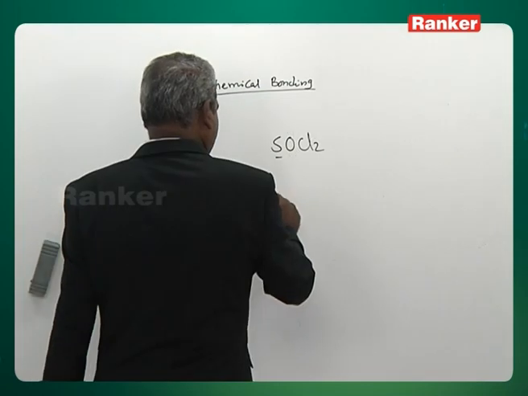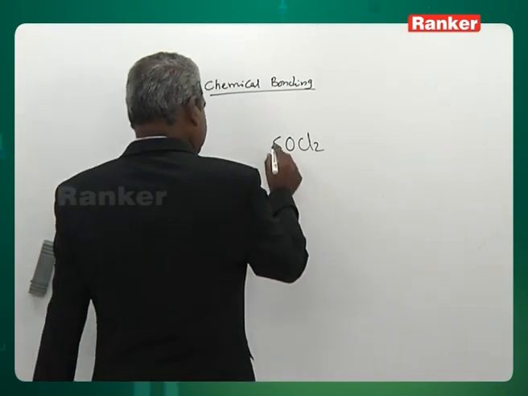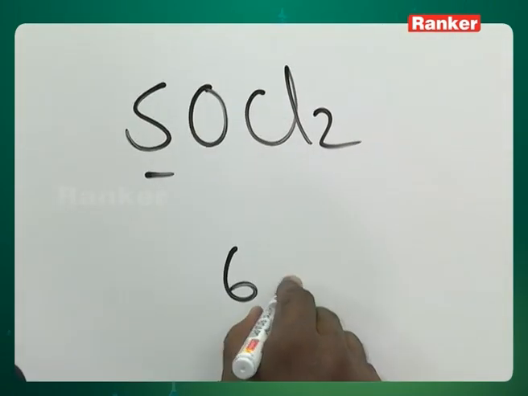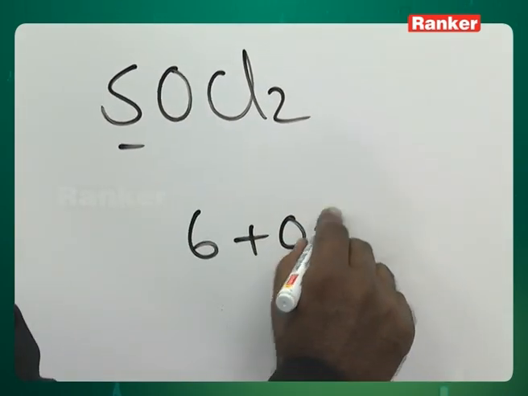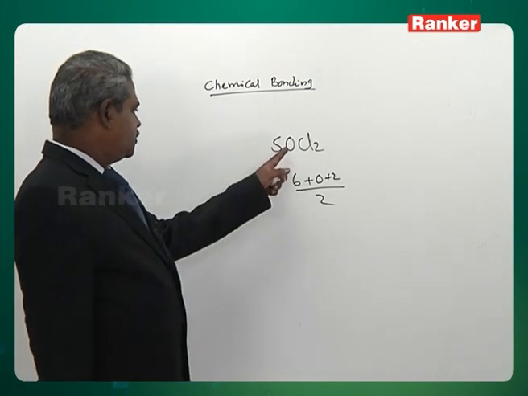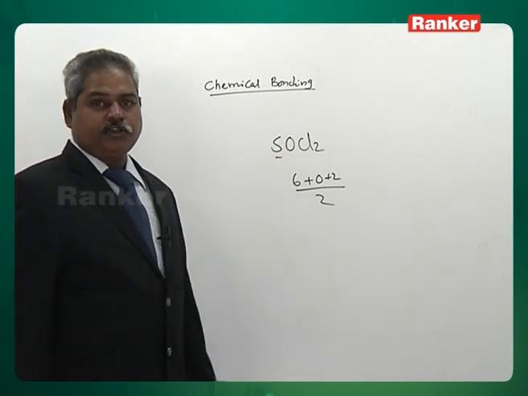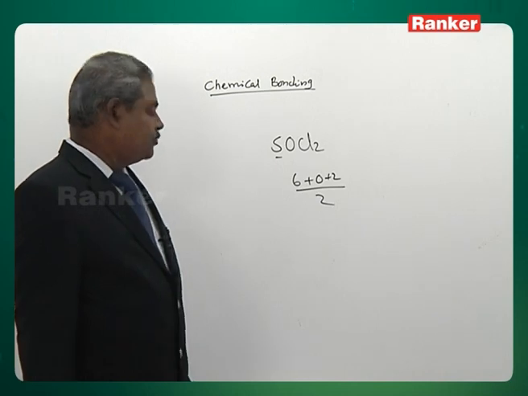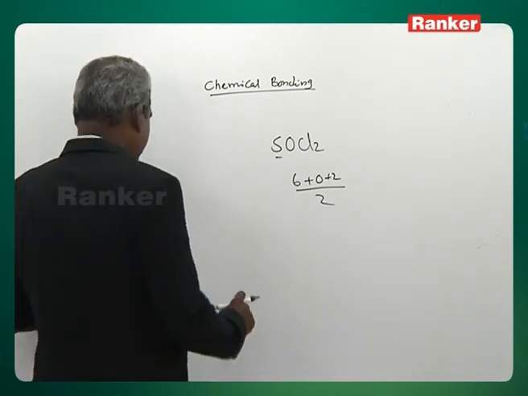SOCl2, the hybridization of sulfur. How to find that? Central atom is sulfur, 6, oxygen 0, (6 plus 0 plus 2) by 2. Oxygens are not considered. Since you have 2 chlorines, you take (6 plus 2) by 2, sp3 once again.